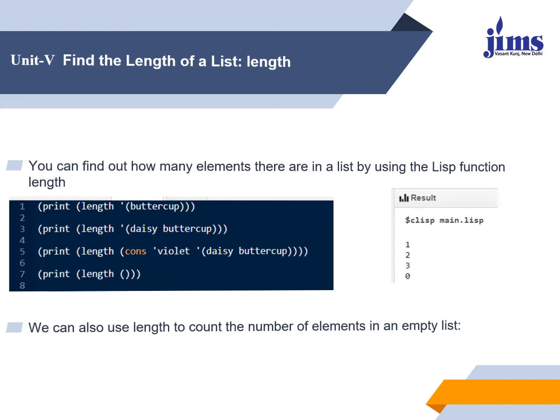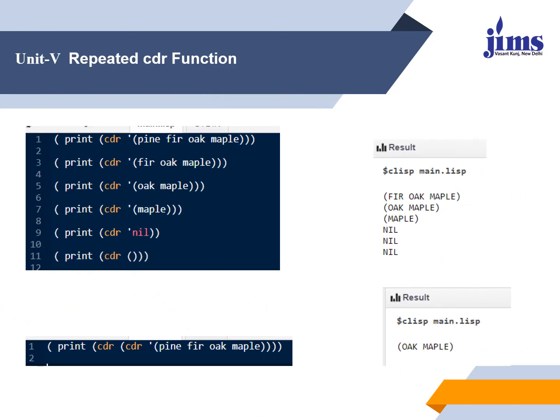Now repeated CDR function we can use. How? This is CDR. If this is the list, it will return me fir, oak and maple.